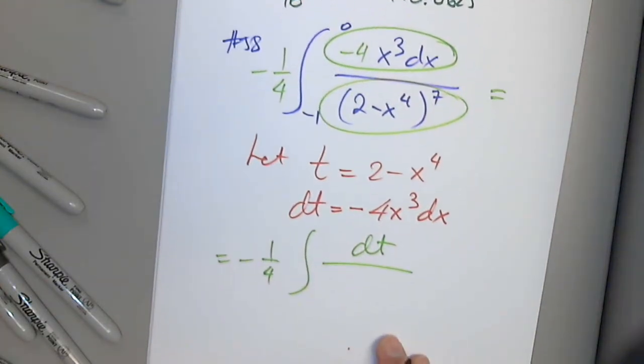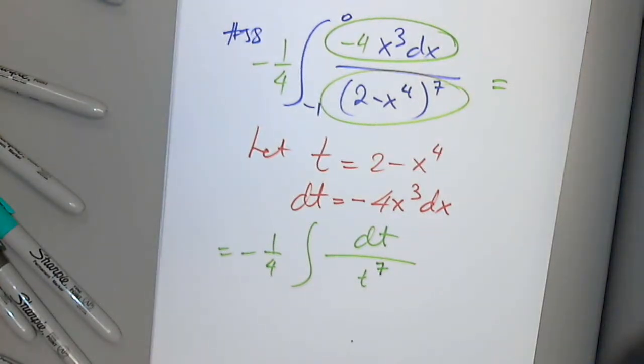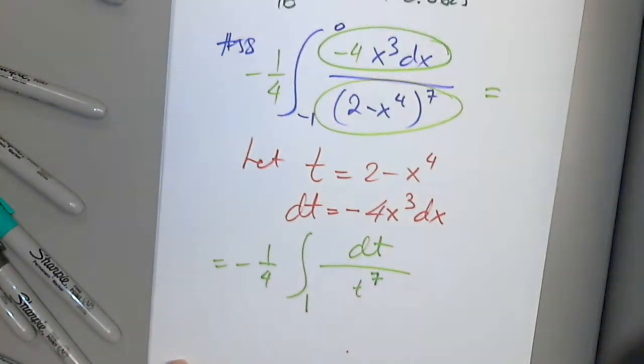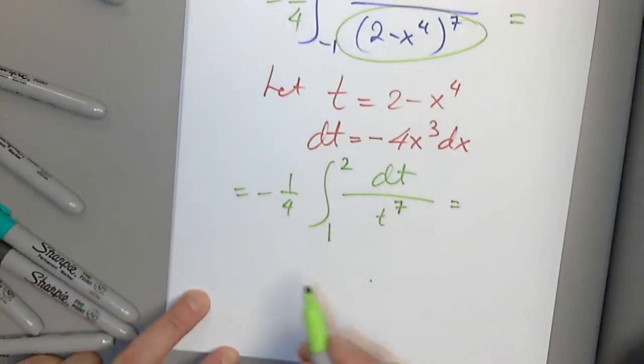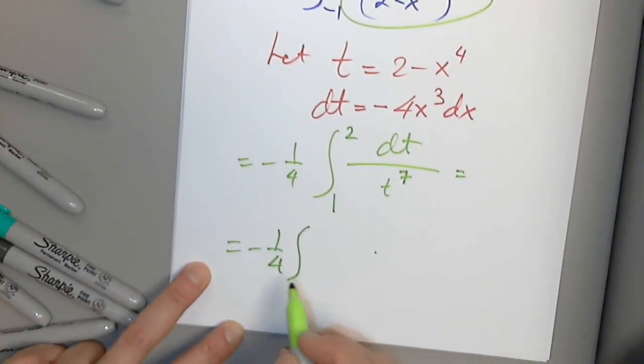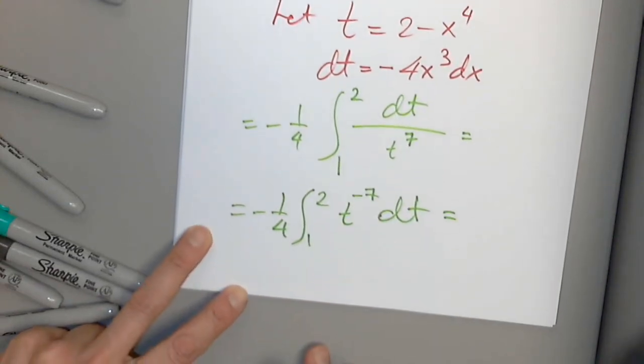And the bottom is t to the 7th. Perfect. But now I have to worry about the limits of integration. I cannot copy them. So when x is -1, -1 to the 4th is 1. 2 minus 1 is 1. Let's plug in 0. 2. Excellent. So now this is -1/4, the integral from 1 to 2, from t to -7 dt.